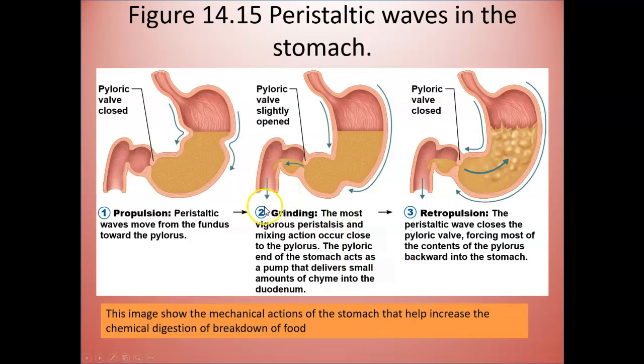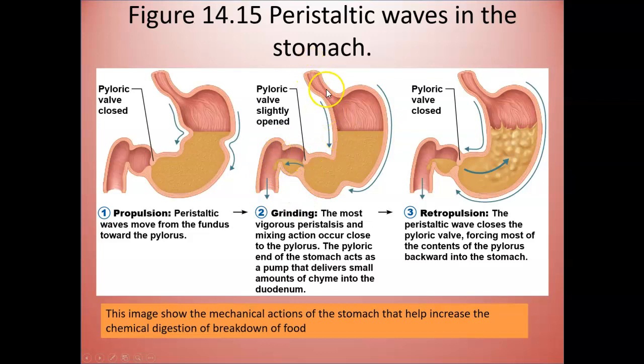So again, to get some of this digestion demonstrated, this is looking at the mechanical actions of the stomach that help increase the chemical digestion. The stomach does peristalsis, propulsion, moving things through it. It does what they call grinding. This is vigorous peristalsis. The pyloric end, which is down here, acts as a pump that delivers small amounts of material through the stomach into the small intestine. It's worth noting this small amount of material.